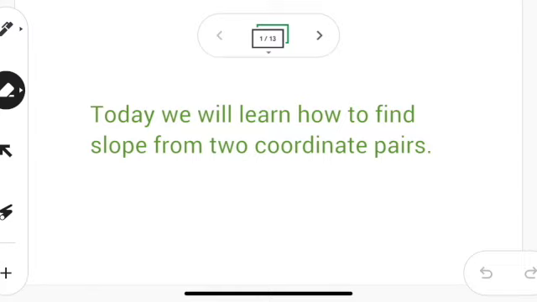So today we're going to learn how to find slope from two coordinate pairs. This is different than what we've been doing because in the past we've been finding slope from a graph, and now all you're going to be given are the two ordered pairs. But before we do that, we are going to practice a couple of basic skills that you will need, and I just want to review them before we move on.